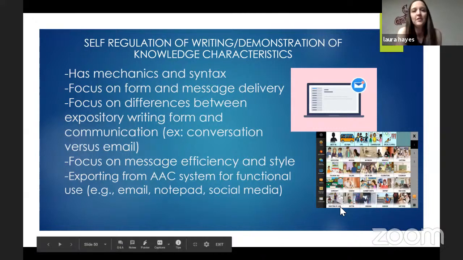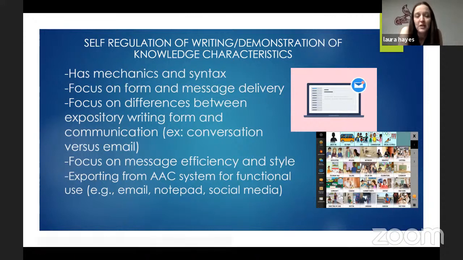So the last level is this idea that we have self-regulation of writing. We have the mechanics and syntax, and we're focusing on message delivery. We're focusing on how we use writing in different styles and different forms. So I'm going to write an email differently to my sister than I am to my boss. I'm going to use message efficiency and style and tools in my AAC system for functional use.